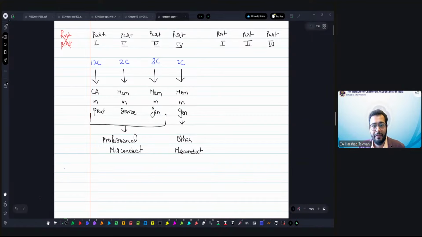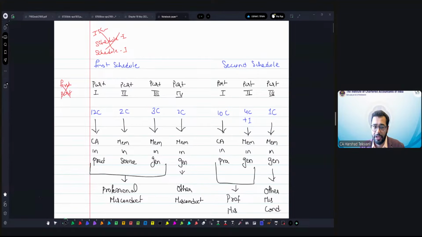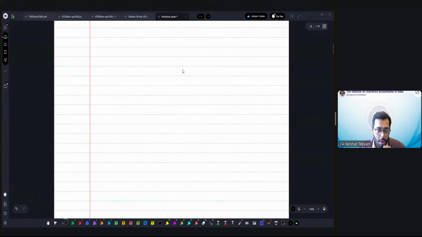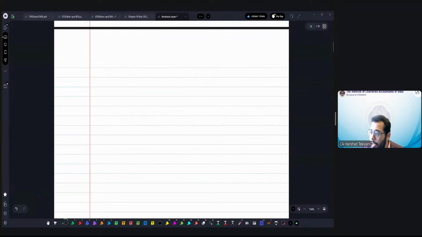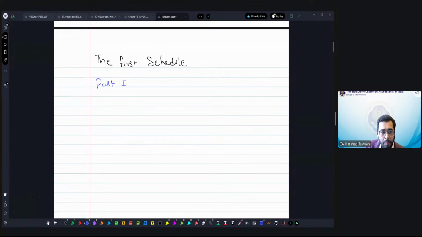Now we will do a quick revision of all these schedules, of these two schedules and all the parts. What we will do is start with the first schedule, and along with the schedules, we will be taking up questions to understand them. The first schedule, part one: professional misconduct, which is applicable to CA in practice.